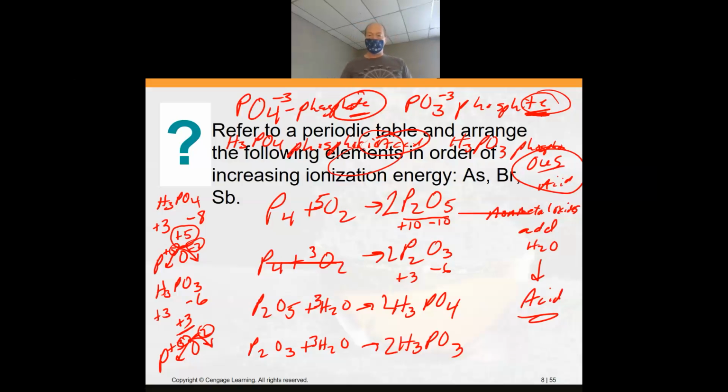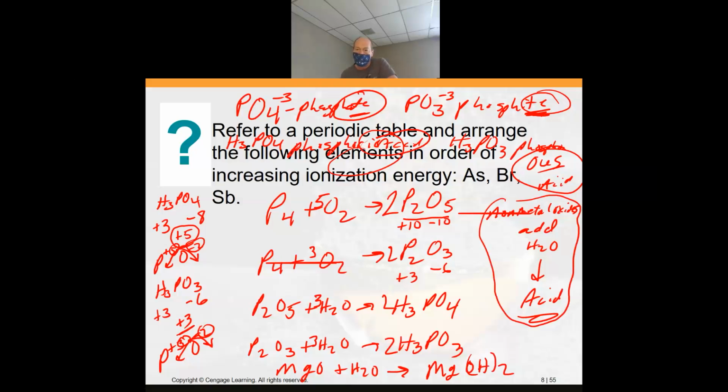All right, so you have a non-metal oxide, you add water, you're going to get an acid. Now when we take our magnesium oxide and we add water, we are not going to get an acid because magnesium is a metal, and metal oxides plus water are going to give a base. And that's going to be Mg(OH)2. So a non-metal oxide plus water is going to be acidic. A metal oxide and you add water, you're going to get a base.